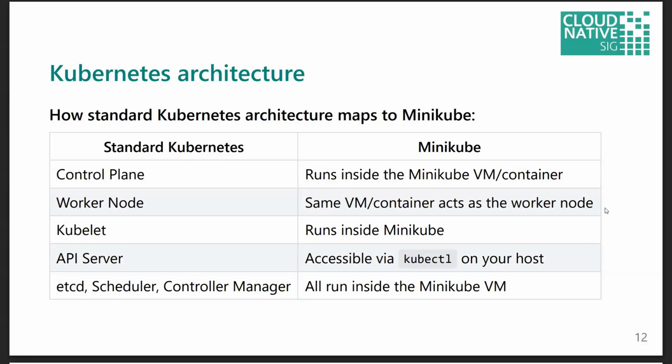So for example, the control plane runs inside the Minikube VM, the worker node is also inside the same Minikube VM. Basically everything is inside there. kubectl connects from your host to Minikube. So it connects to the API server with kubectl or the Minikube command. It's kind of a wrapper around the same thing. And then everything is within this.